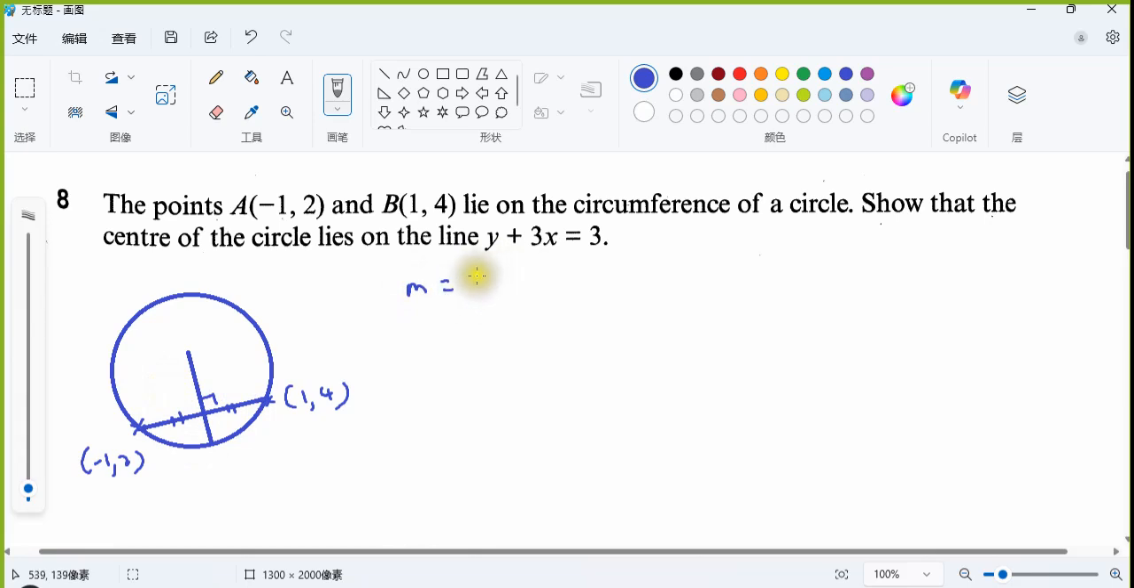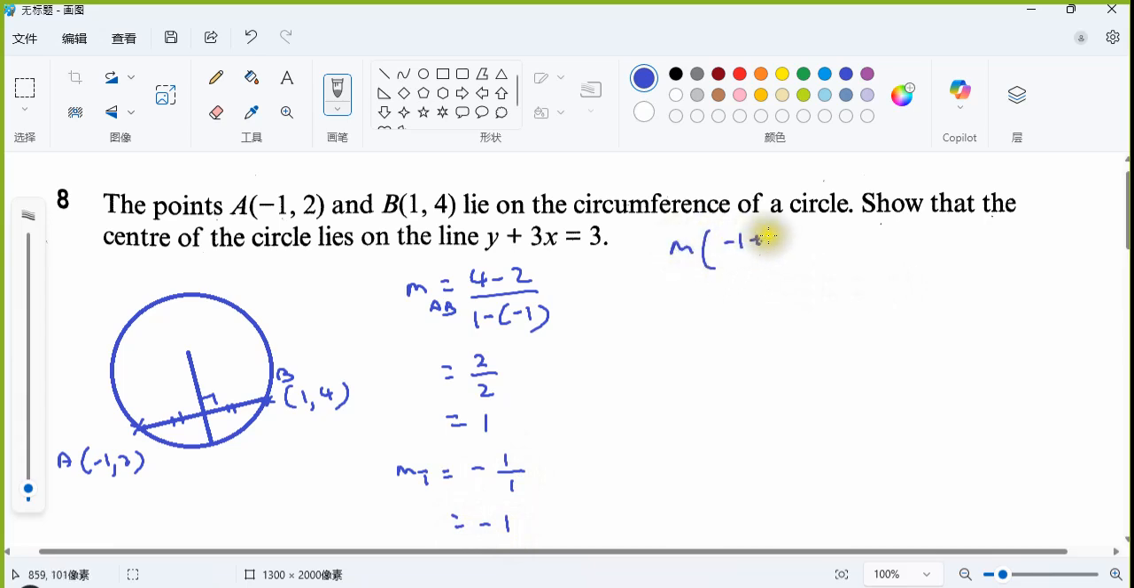So the gradient for this is 4 minus 2 over 1 minus negative 1, then it is 2 over 2, then it is 1. Okay, this is the gradient of AB. Then we want to find the perpendicular. The gradient for the perpendicular will be negative 1 over 1, then it will be negative 1. And the midpoint for these 2 points is negative 1 plus 1 over 2, and then 2 plus 4 over 2. Then it is 0, 3.